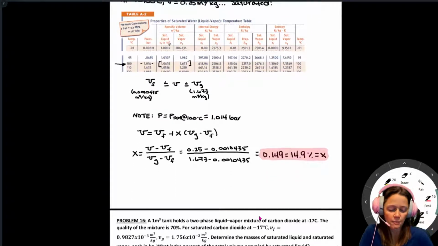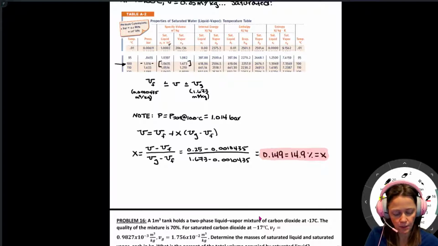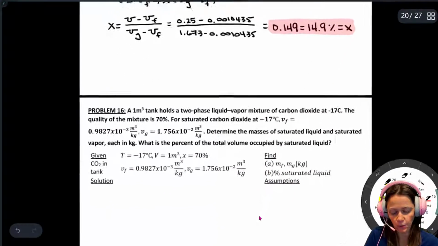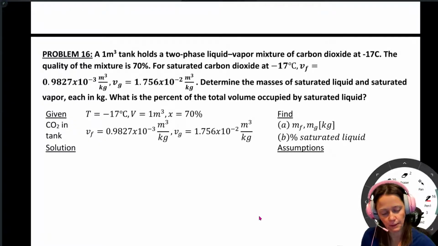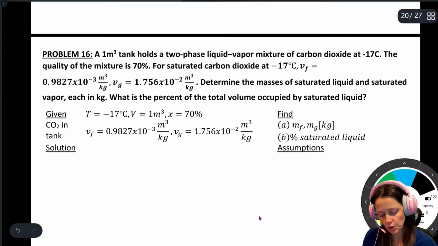All right, so problem 16 has, instead of water, we're dealing with carbon dioxide, which is fine. We don't happen to have tables for saturated carbon dioxide, but they're going to provide the property data that we would need to look up in those tables regardless, so it doesn't matter. So let's go look at what it says.